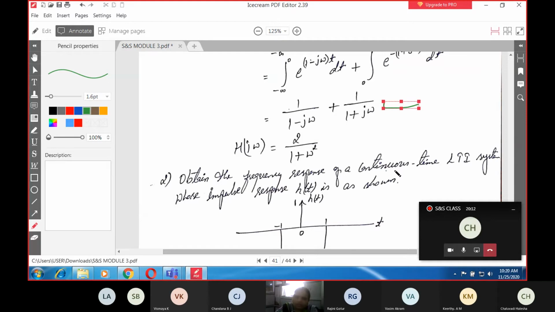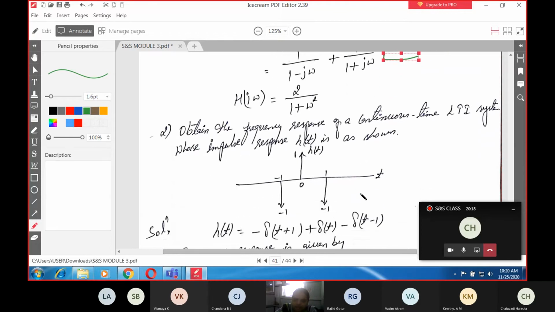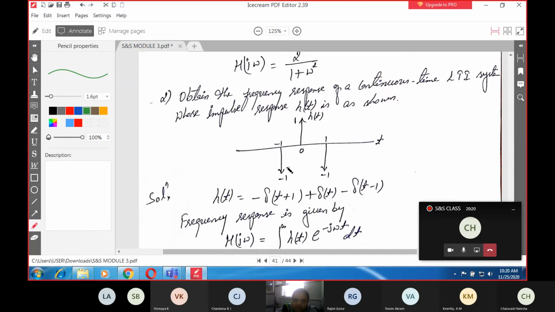Okay. Then about the next problem. Obtain the frequency response of a continuous time LTI system whose impulse response is h of t. Here the amplitude at minus 1 is minus 1, at 1 it is minus 1, at 0 it is 1. This is the h of t signal given in terms of a graphical representation. From this we have to write what is our h of t.